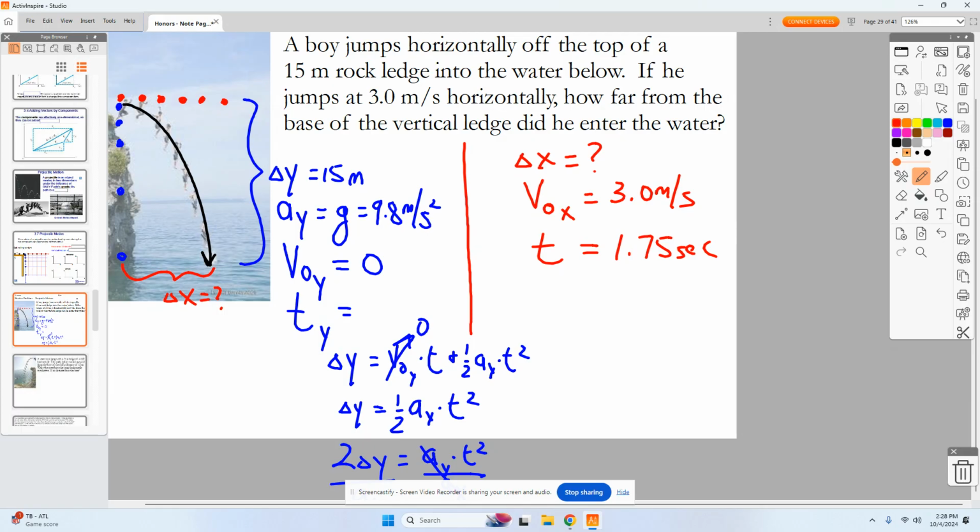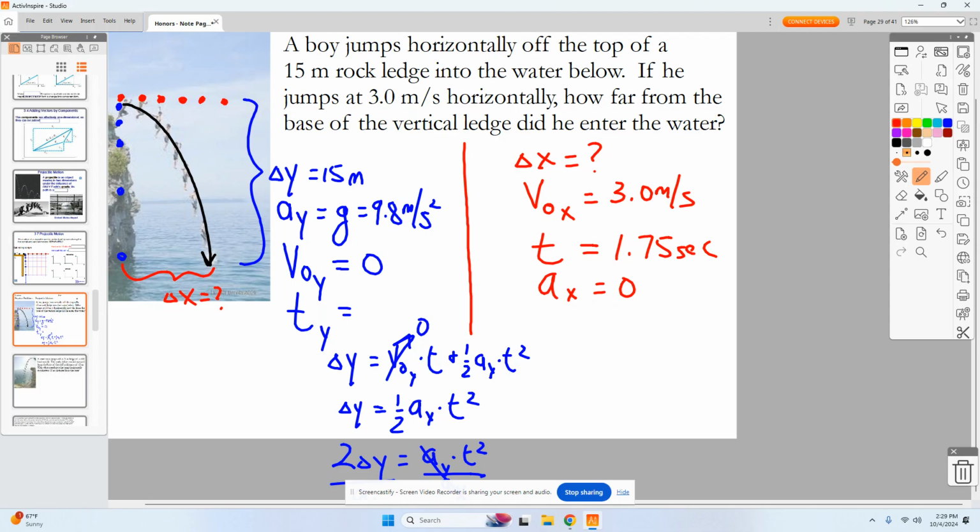Any acceleration in the x direction? Is he speeding up or slowing down at all horizontally? So if you want, you could write a sub x is equal to 0. Often we don't do that just because we sort of understand that it's not accelerating. But you notice I have the same kinds of things as I have here, but it's written in red because it's horizontal versus vertical. What equation might you use to determine how far he travels?